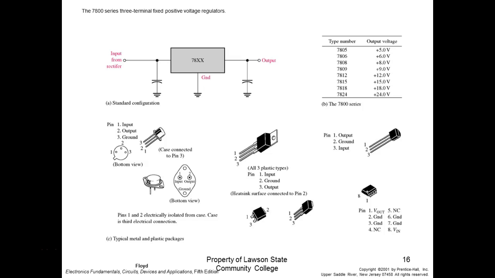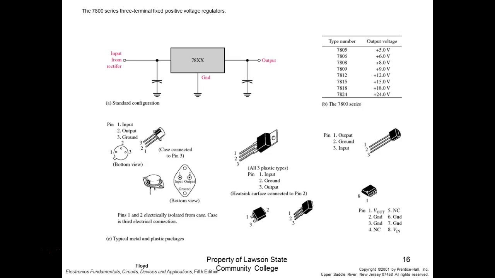So I think this is TO-220. It depends on the current rating. The bigger the package... you might get a 7805 rated at 100 milliamps, and it's going to be in a little small package. You might get a 7805 rated at 1 amp, and it's going to have to be in a bigger package.